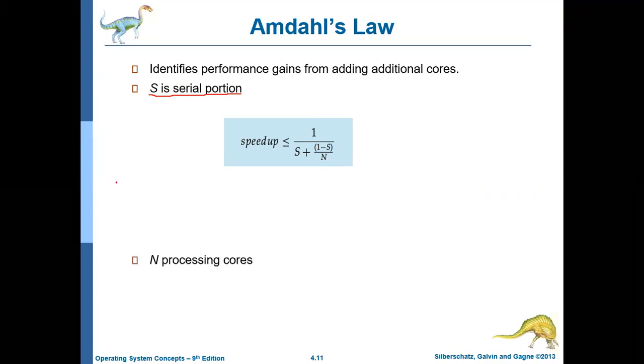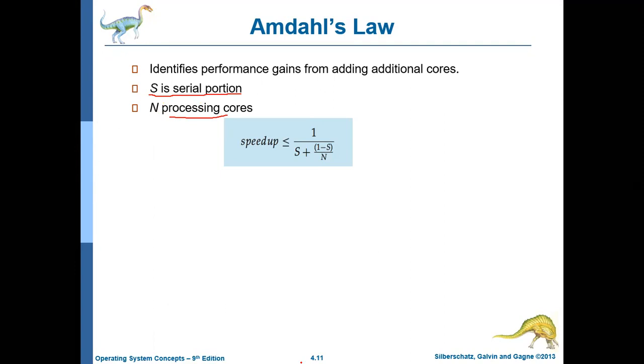And what is N? N represents the number of processing cores. If your system has two cores, then N is 2. If the system has 5 cores, then N is 5. If the system has 100 cores, then N is 100.